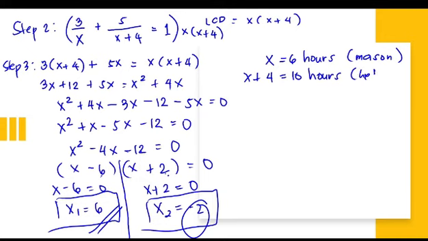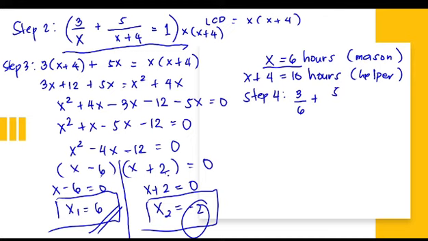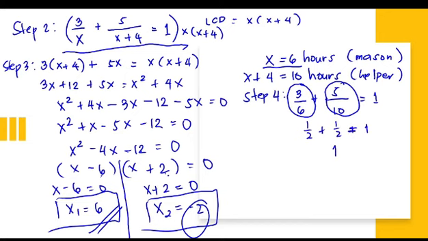Dito naman ay para sa helper. So, if you look back for step 4, going back with the equation, substitute lang natin. 3 over 6, ito na yon, plus 5 over 10 must be equal to 1. So, simplify nyo to. This is 1 half. Ito, 1 half. 1 half plus 1 half is 1. Equals 1. Okay, correct. So, therefore, conclude na tayo.